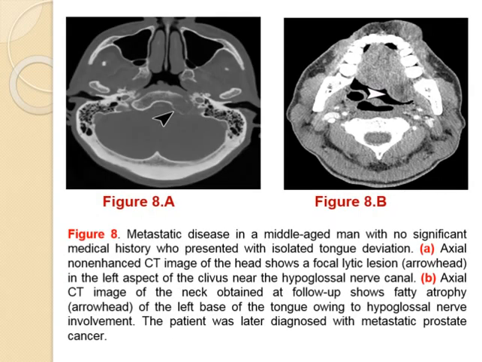As we see here, this patient, a middle-aged man with significant medical history, presented with isolated tongue deviation. When we look into the axial CT image, we see there's erosion of the clivus, left aspect of the clivus near the hypoglossal nerve. That's why the patient presented with tongue deviation. Later on, the patient was diagnosed with metastatic prostatic cancer. Now, in the clival invasion, must the patient have previous cancer?